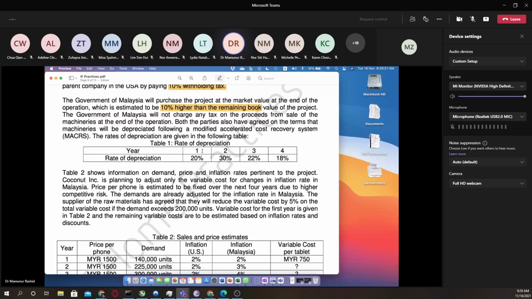Both parties have also agreed on the terms that machineries will be depreciated following a modified accelerated cost recovery system, MACRS. The rate for MACRS is given below. So the rate of depreciation is 20% first year, 30% second year, 22% third year, and 18% fourth year. Exactly the same rate we have just discussed in the previous example.